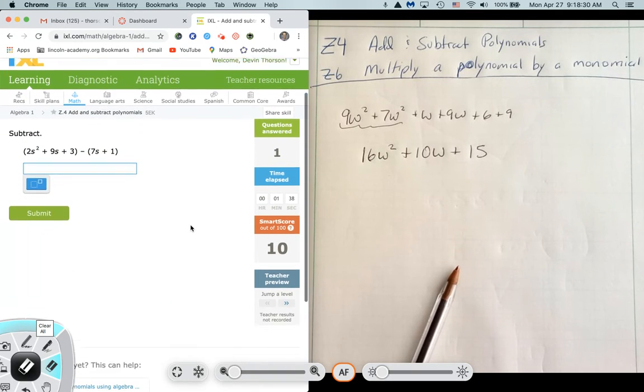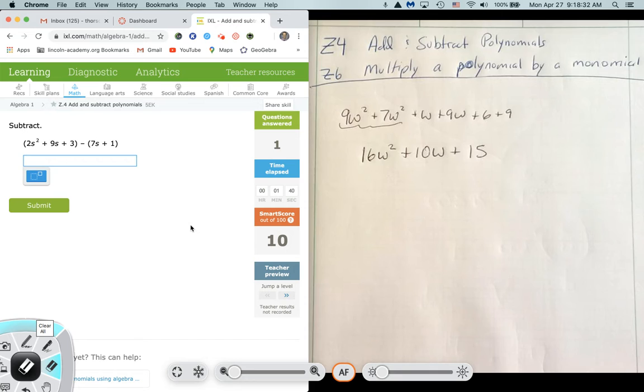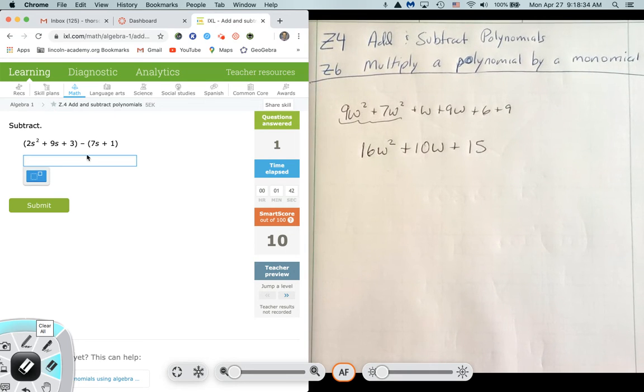Right? Now, this one here is another good example, because what I want to emphasize is this is a minus sign. That minus sign is going to go to both of these. So you're actually going to be minusing this one. So make sure you change the sign on everything in that second set of parentheses if this is a minus sign.